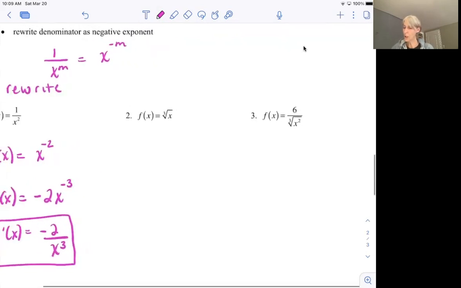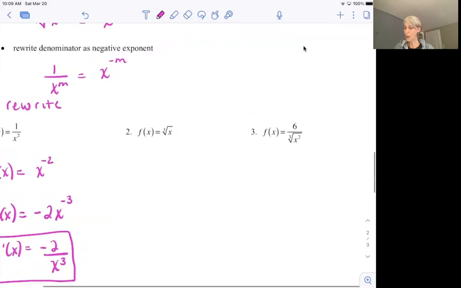If f of x equals the cube root of x, we need to rewrite that with our fraction power.